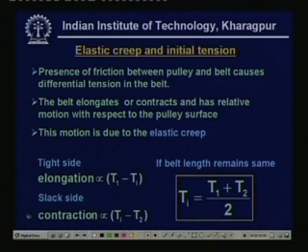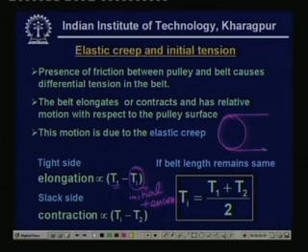Now, on the tight side, the elongation of the belt is proportional to T 1 minus T I. What is the T I? This is called the initial tension. What is initial tension? If there is a belt drive, then this is the belt, and this is the initial tension T I.